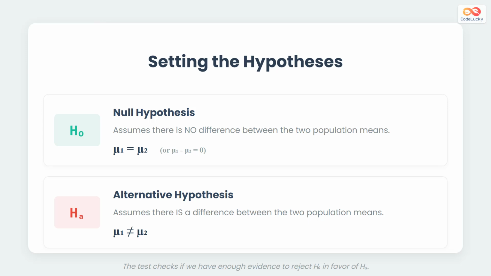Every statistical test starts with hypotheses. The null hypothesis, denoted as H0, assumes there is no difference between the groups. That means the means are equal. The alternative hypothesis, denoted as HA, is what we are testing for. It assumes that there is a difference, meaning the averages are not equal. Our goal is to see if we have enough evidence to reject the null hypothesis.